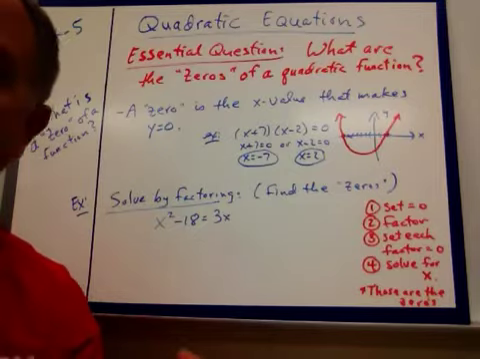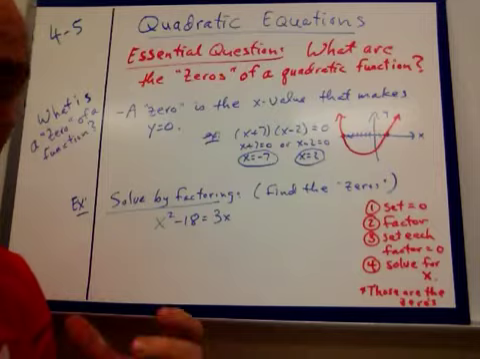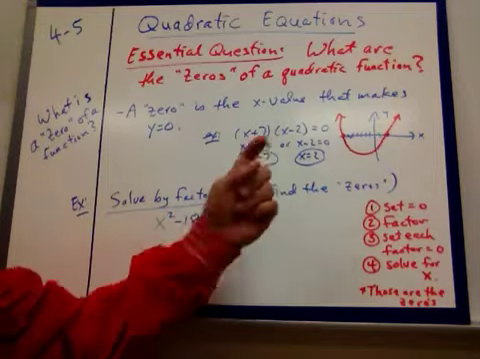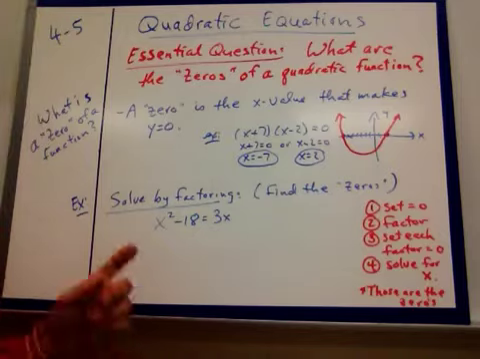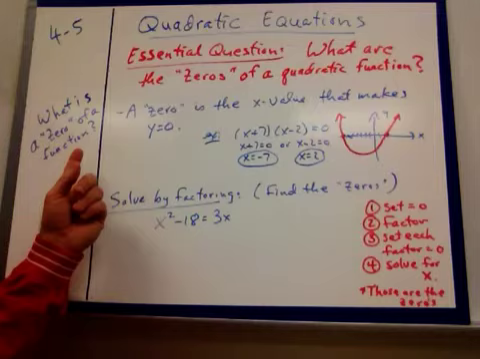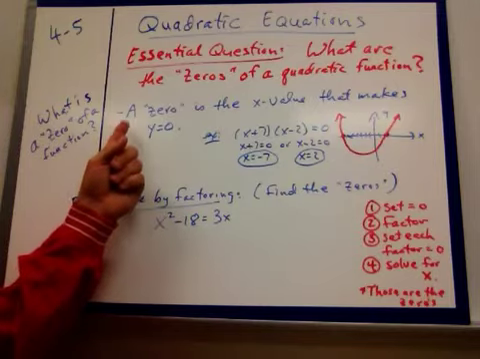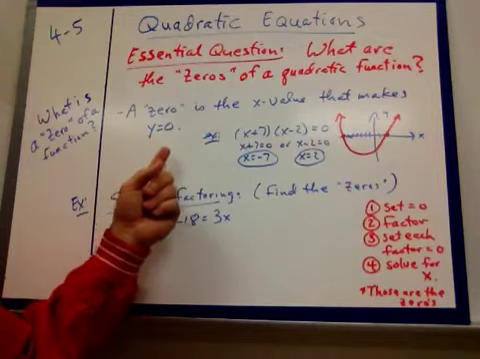Okay, we just spent the last week or so talking about factoring. And when we factored, like here, we are setting ourselves up to find the zeros. Well, let's back up a little bit. What are the zeros of a function? A zero is the x value that makes y 0.